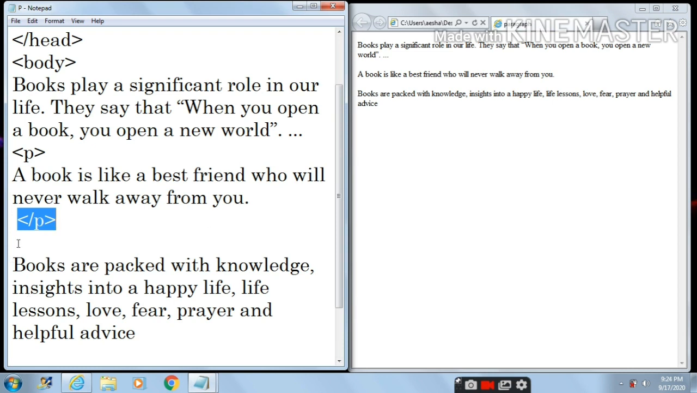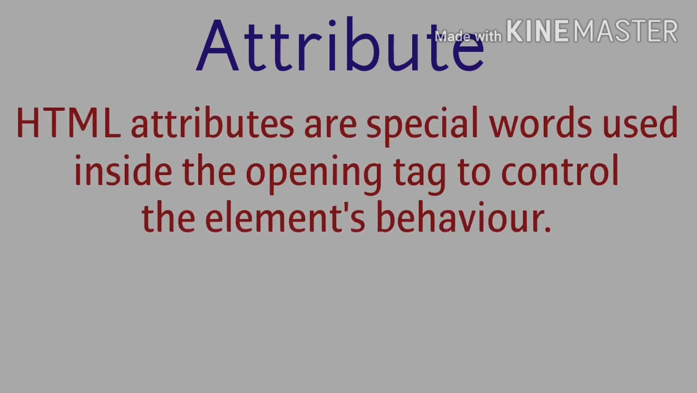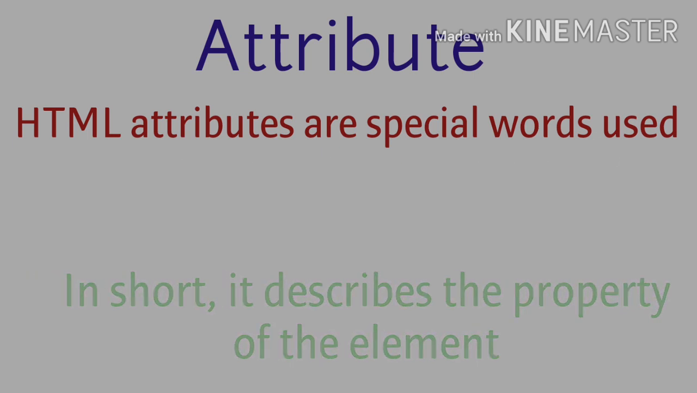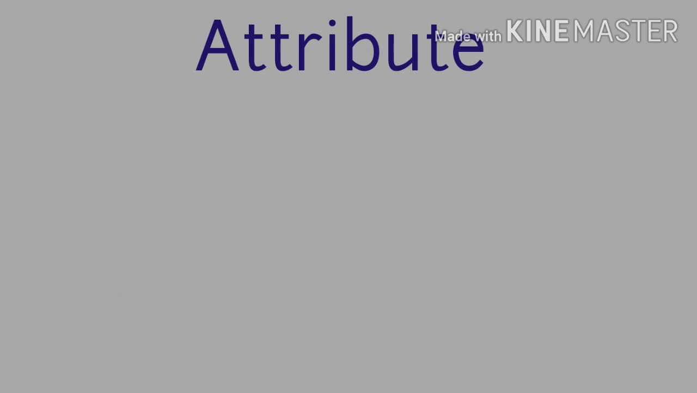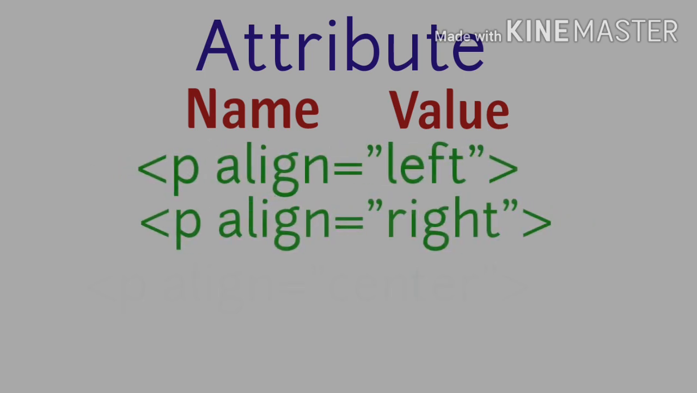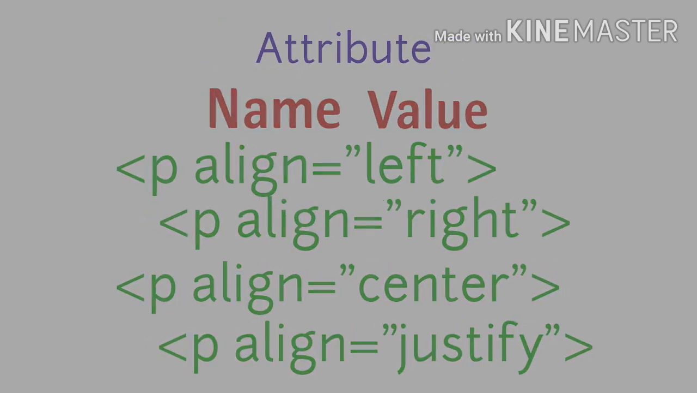So what is an attribute? Let's learn about this first. HTML attributes are special words used inside the opening tag to control the element's behavior. In short, it describes the property of the element. Any attribute has mainly two parameters, name and value. We will learn about attributes in another video in detail. Here we use align as the name of the attribute and left, right, center and justify as the value of the attribute, and P is the element.